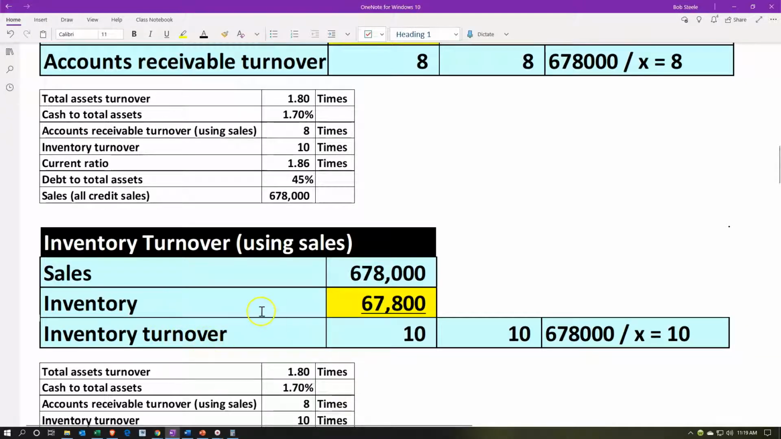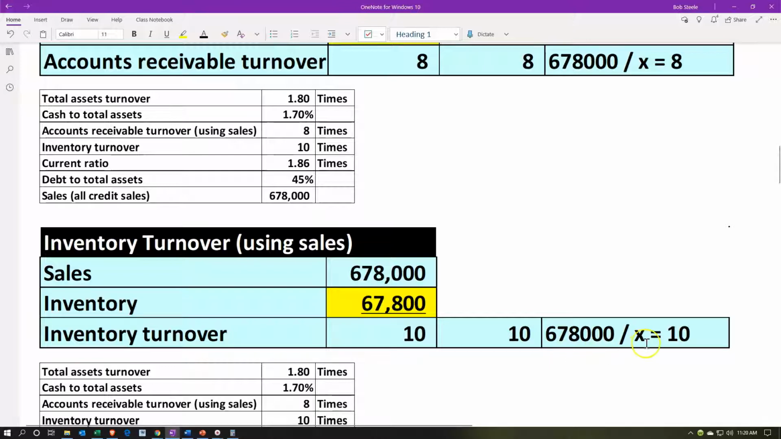What was given to us? Well, we had the sales. We still got the sales. And we were given the inventory turnover of the 10 times. Then the inventory is going to be the unknown, which we could back into. That's going to be an amount on the balance sheet that we're going to need. Therefore, now we can write it down algebraically, which is what I would do.